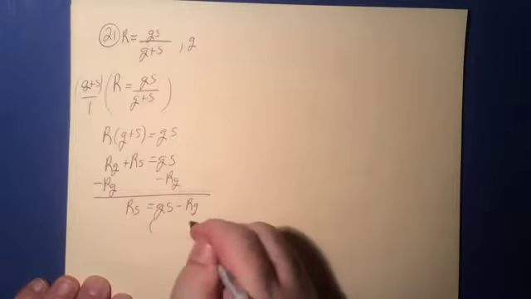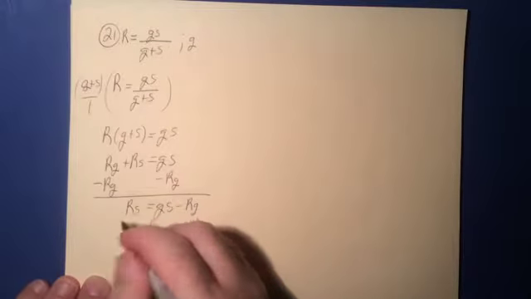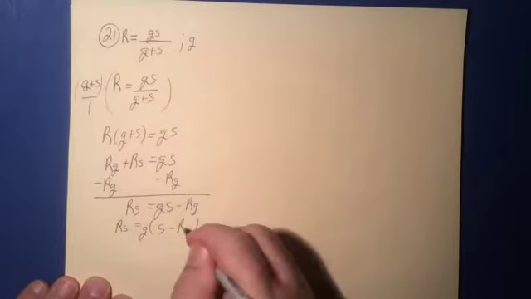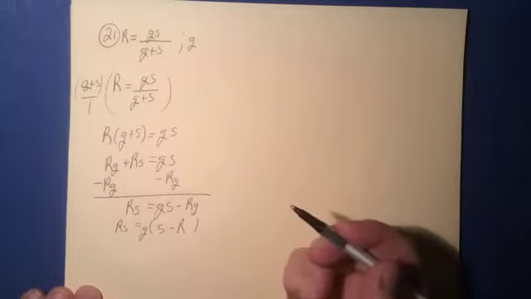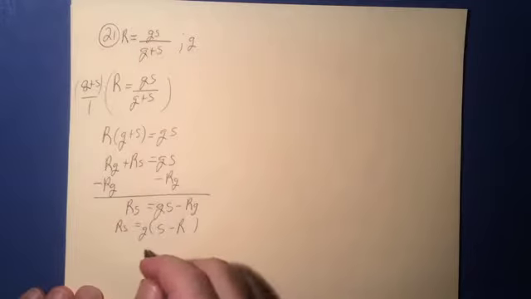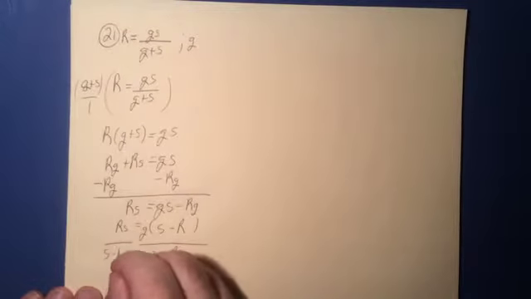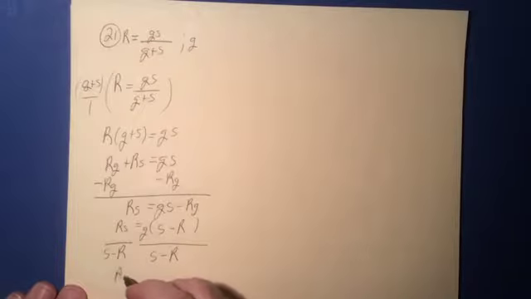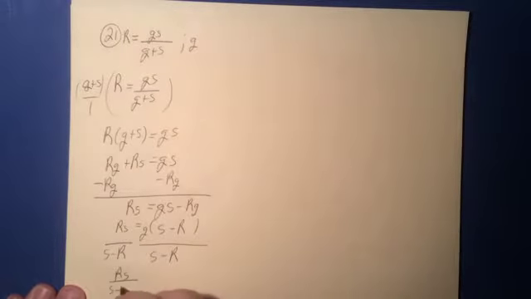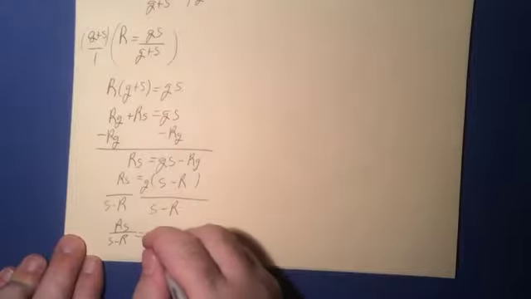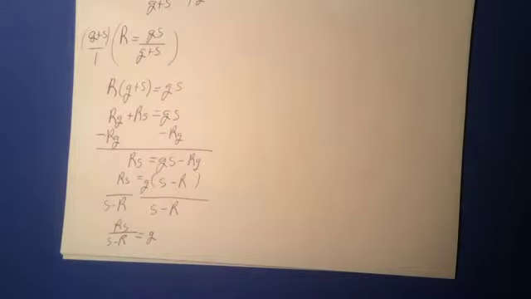My next step is to factor G out. So we have RS is equal to G times (S minus big R). And since I want G by itself, I have to divide both sides by S minus R. So we have RS over S minus R equal to G. And that's going to be the value of G in the problem there.